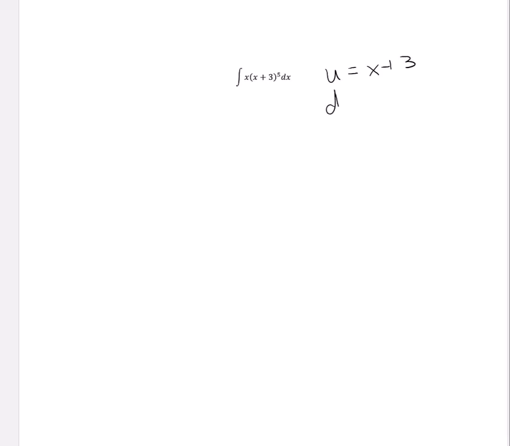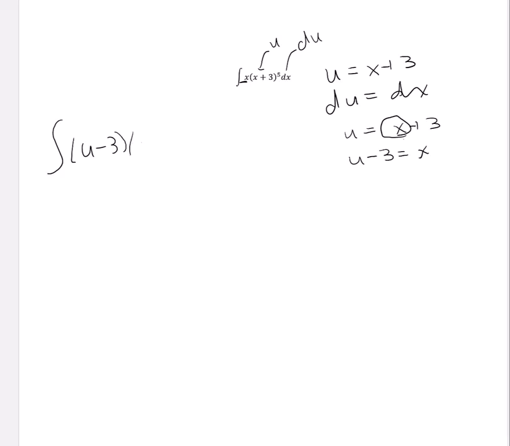I take the derivative. The derivative of x plus 3 is just dx. And here's the real problem with this one. I still have this x outside. So the x plus 3 is u. The dx is du, but I still have this x here. So the trick is if u is equal to x plus 3, I'm going to solve for x, so u minus 3 is going to be x. So I have to solve for this x in terms of u. So now I have parentheses u minus 3, u to the power 5 du.